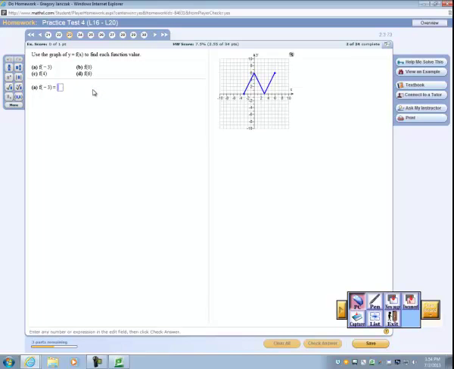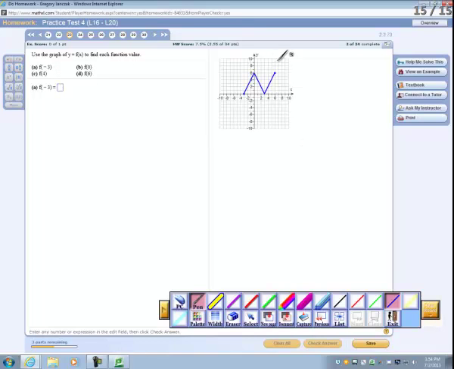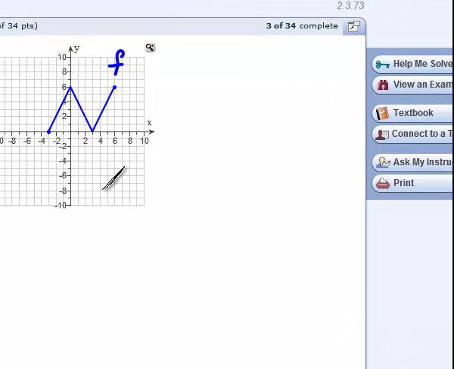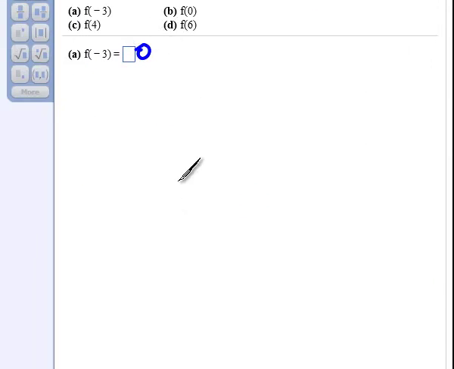And use the graph to find the function of each. Now this curve, this line here, that's f. So if we're looking at f of -3, for example, we go here to -3, okay, and we find that where x is -3, y is what? Right there. 0, right.